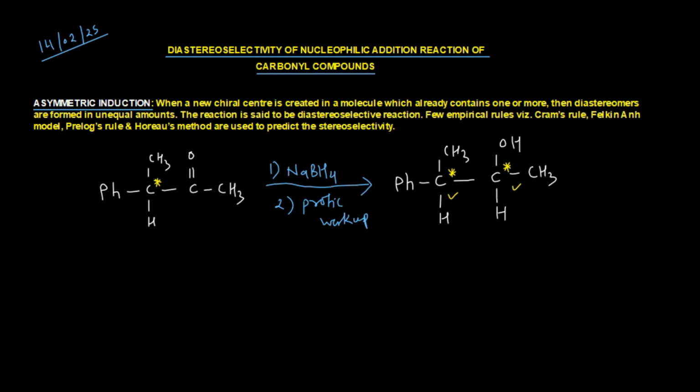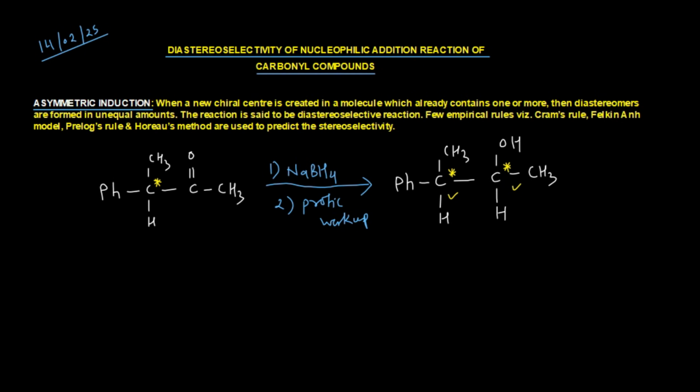Another isomer will also be there, and these two isomers would be diastereomers, right? One would be major, the other one would be the minor one. That's why the reaction is called a diastereoselective reaction. That's why this heading is here: diastereoselectivity of the nucleophilic addition reaction of carbonyl compounds. And here I have written asymmetric induction.